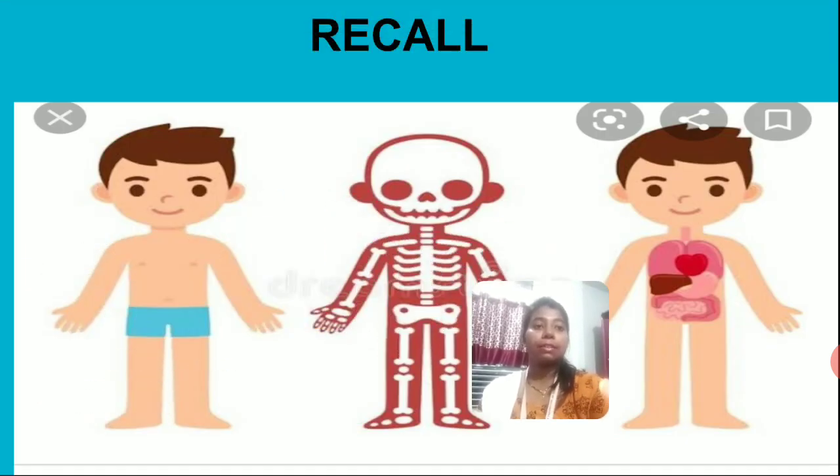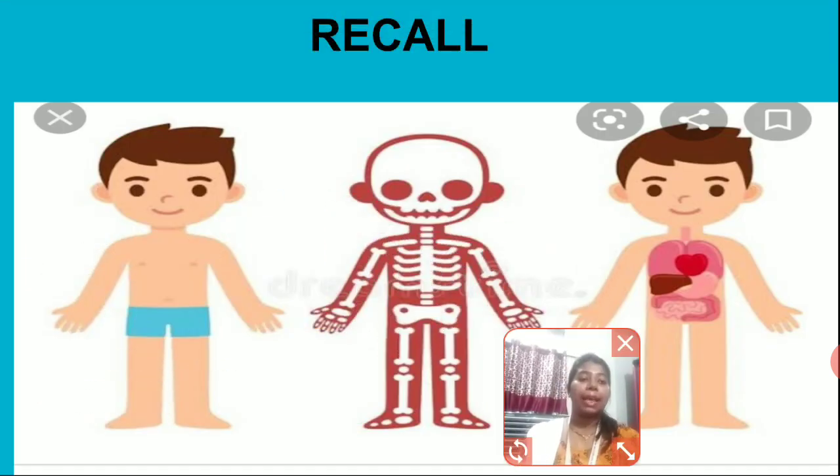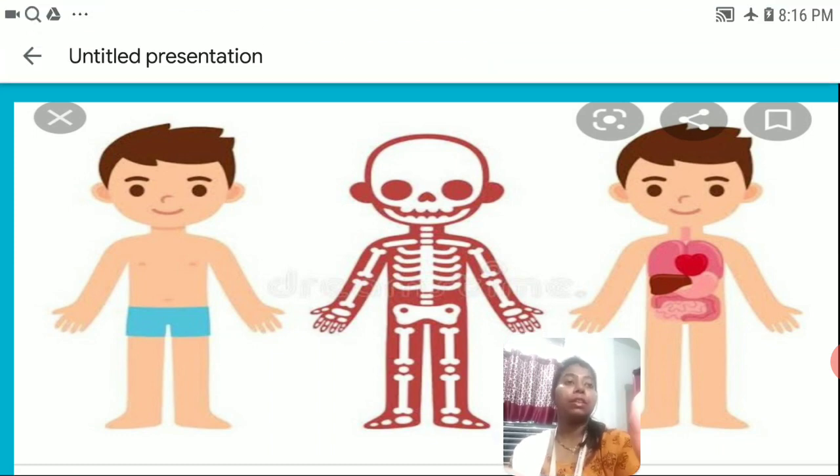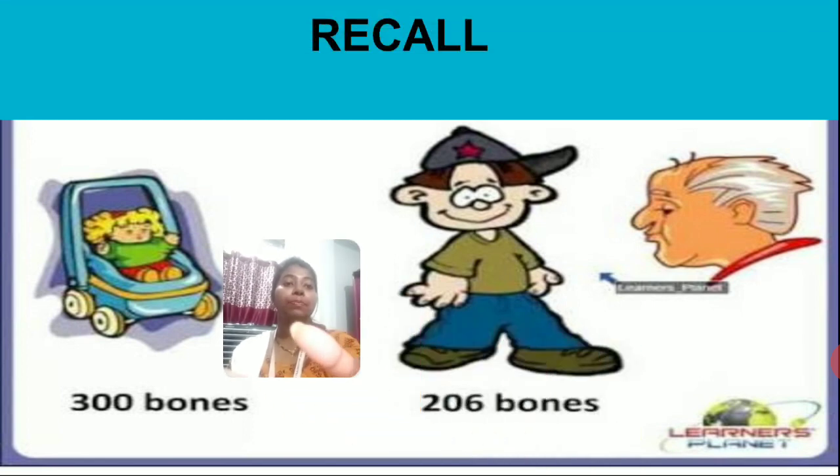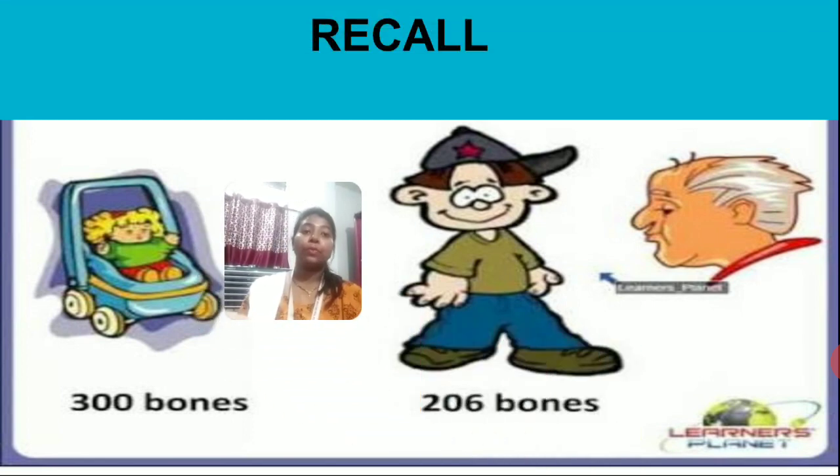In the last class we have learned that the skeletal system is fully made up of bones. Yes, the bones together form our skeletal system. And how many bones do we have now? We have 206 bones. Yes or no? But when we were born, at that time we had 300 bones.